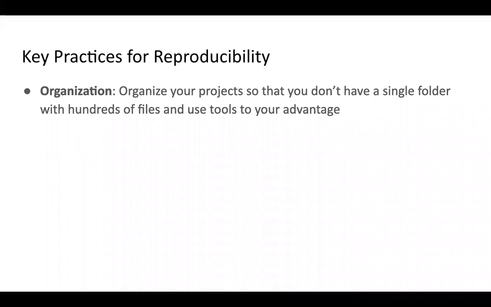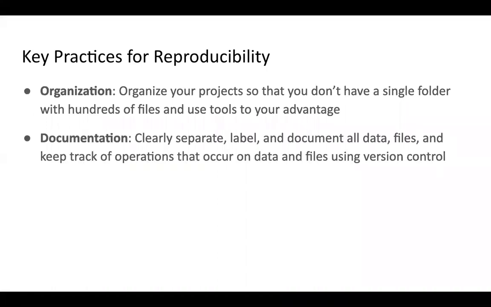So what do we need for reproducibility? And hopefully you will see some past webinar topics in these key practices for reproducibility. So first, be organized. Organize your projects so that you don't have a single folder with hundreds of files, and use tools to help you stay organized. Keep documentation through the entire project. Clearly separate, label, and document all data and files, and keep track of operations that occur on data and files using version control.